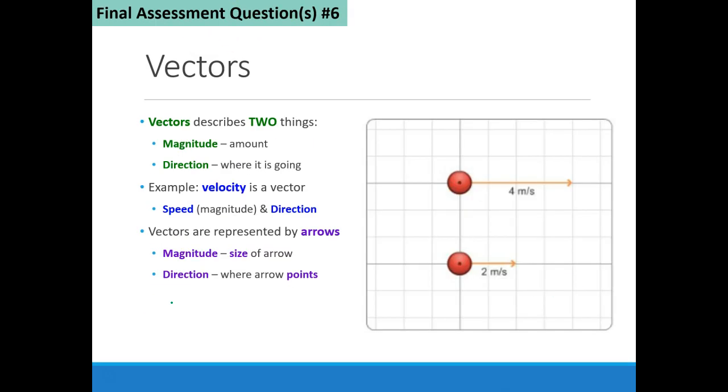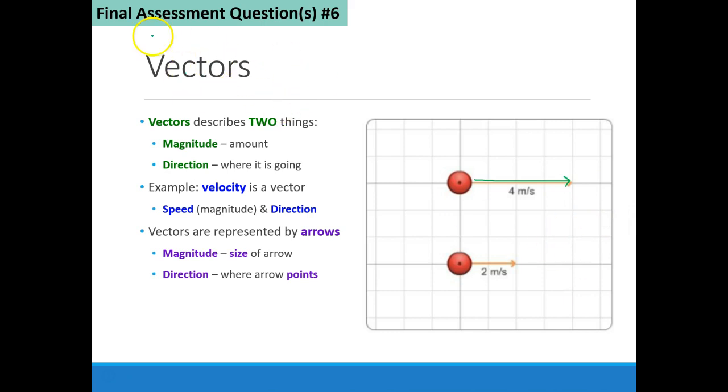Hello, students. This is the recording that goes over all of the easier questions on the final exam part 1. So going down to question number 6, remember that vectors describe two things. They describe both magnitude, which is the amount or the length of the arrow that you can see right here, for example, as well as direction, which tells you which direction the object is moving.